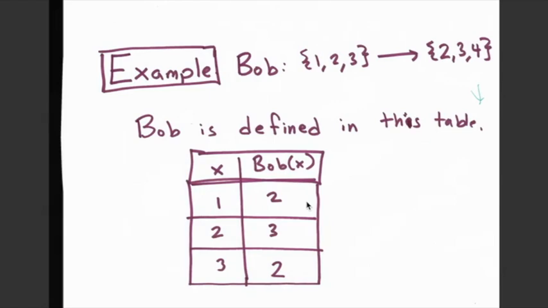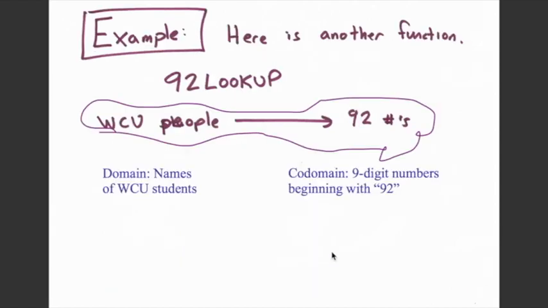It's perfectly valid to define a function just in terms of a table. So here the domain is just the numbers 1, 2, 3, and the codomain is just the numbers 2, 3, 4. And for each of the numbers 1, 2, and 3, I have this function called bob, and the table tells what the value of bob of x is. Another function that you're probably familiar with would be the 9-2 lookup function. So the domain would be the names of WCU students, and the codomain would be 9-digit numbers beginning with 9-2. And here we're seeing that functions don't necessarily even have formulas. They don't have to be dealing with numbers. And when they deal with numbers, those numbers don't have to be interpreted quantitatively.